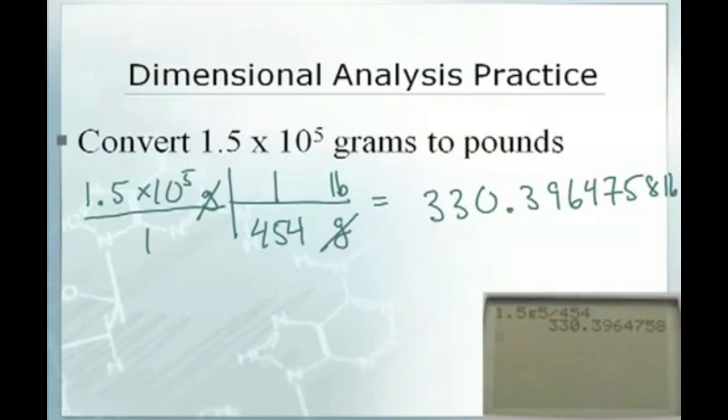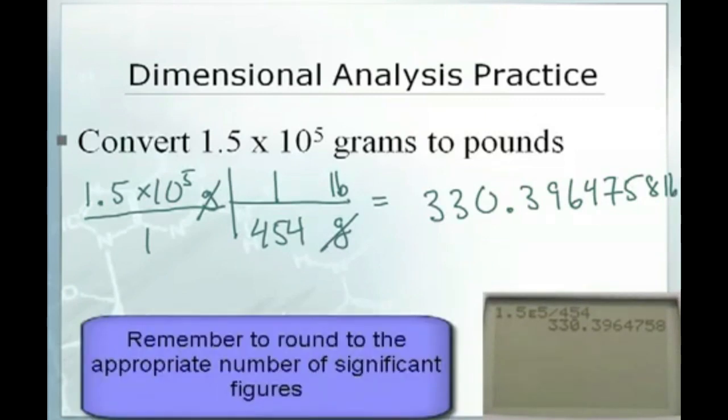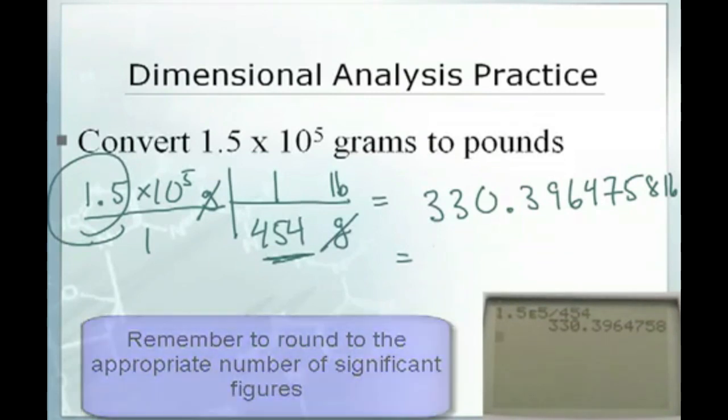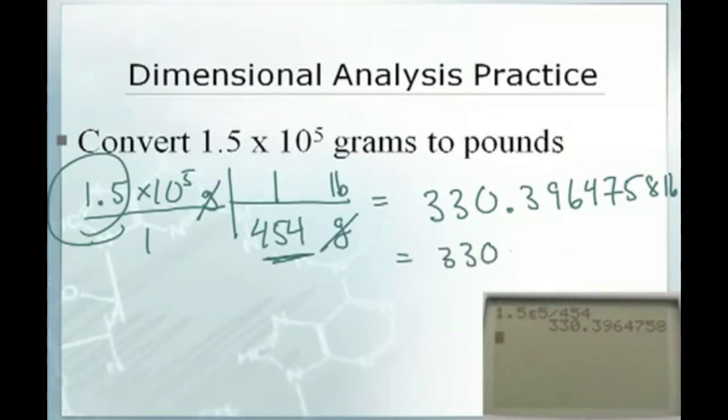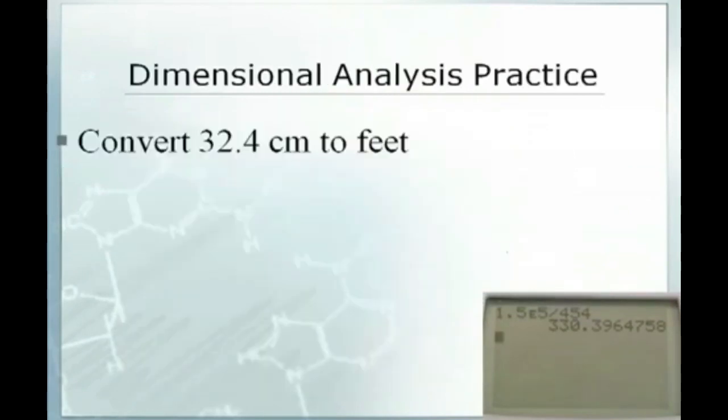So that's correct, right? No. What's wrong? I think we have too many digits. We have too many significant figures. So let's appropriately round this. You have 2 significant digits in the 1.5 number, and 454 has 3 significant digits, so our answer needs 2 significant figures. 330 it is. 330 pounds. Now that 0 right here is not significant. It's not part of the number. It's 330, but that 0 is not significant. That's correct. All right, let's do a couple more.